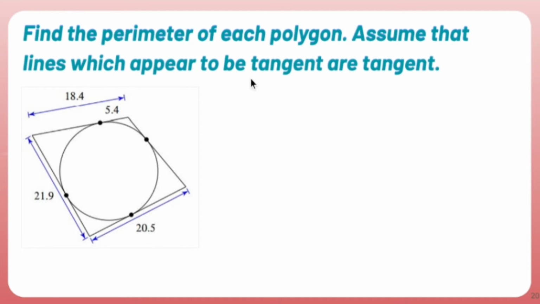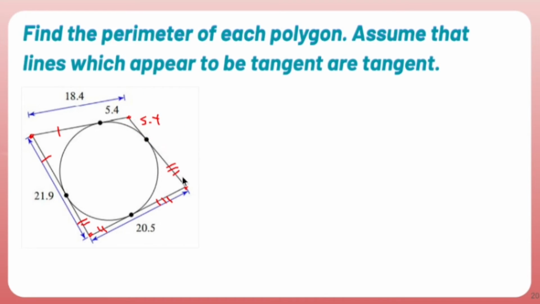If it tells us that lines which appear to be tangent are tangent, then we obviously care about tangents. Now, this is what we know about tangents that seem to meet at these points out here. Tangents that meet at a point in space are congruent, which means you guys are going to be congruent, and these two guys are going to be congruent. So I know you're 5.4.